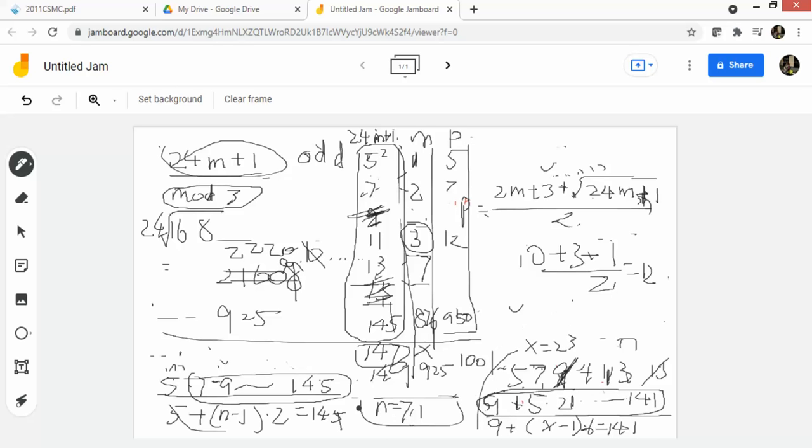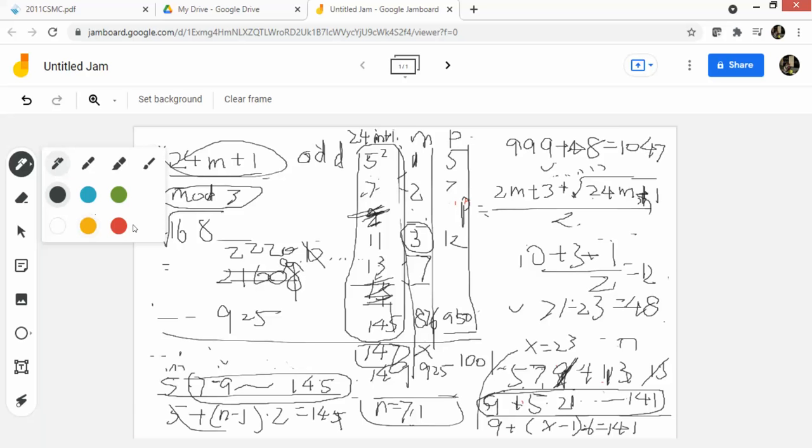So we know this sequence has 23 numbers. So the total odds from 5 to 145 is 71, and the ones inside it from 9 to 141 are divisible by 3. So the total answer will be 71 minus 23. For this case, it will be 48. So we have case 1, P equal to M. It could be 999 plus 48. So the answer is 1047. So finally we got this answer.